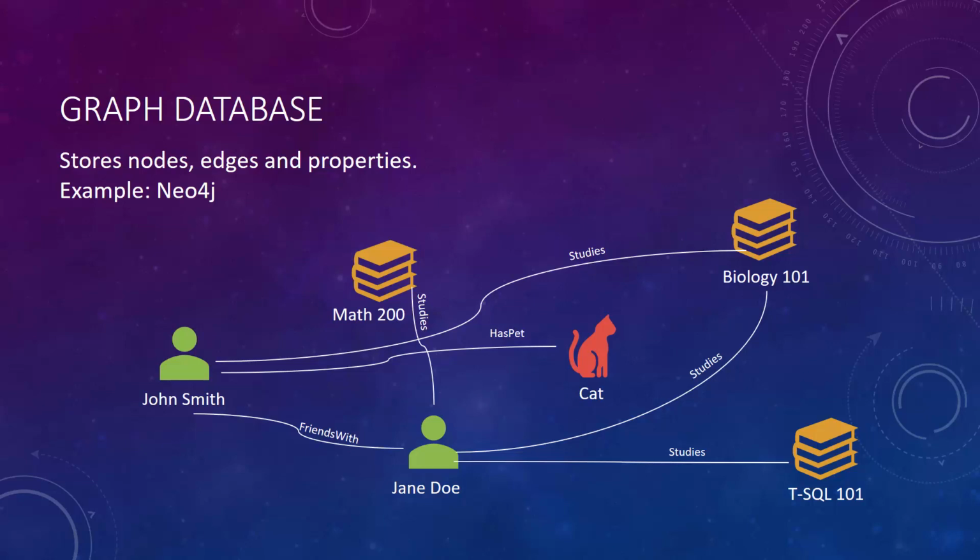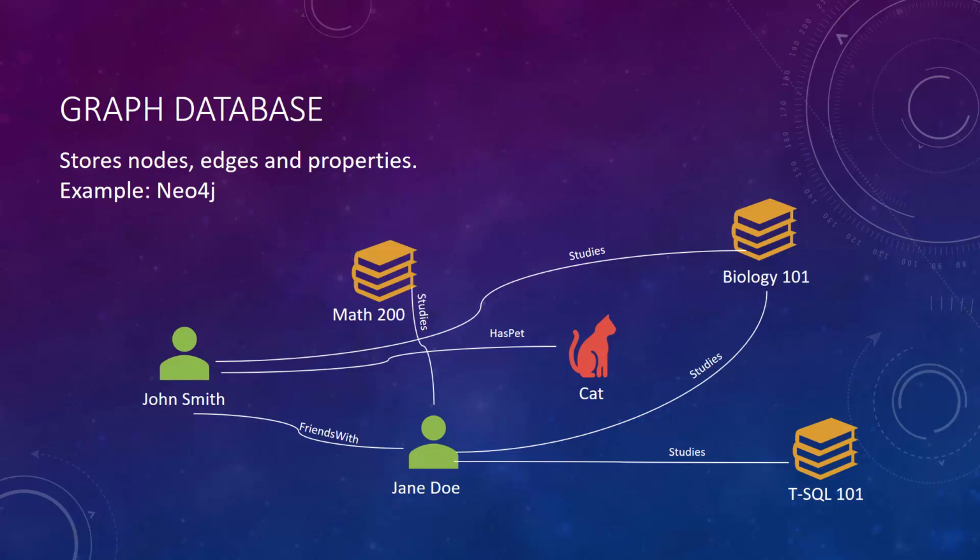But when it comes to graph databases, we seem to focus more on relationships. And graph databases are all about nodes, edges, and properties. So what you're seeing on the screen are the nodes. John Smith is a node, Jane Doe is a node, Math 200 is a node. And then we create relationships among these nodes, and we call them edges.